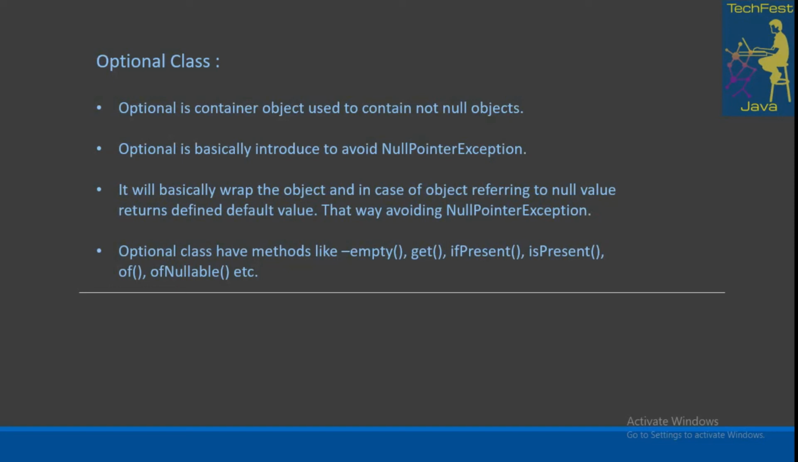Optional is introduced to avoid the null pointer exception. It wraps the object, and in case the object is null, it returns a default value. That way the null pointer exception is avoided. So when we wrap any particular class object into an Optional and the value is not available, it will provide a default value, either an empty one or null. The Optional class has methods like empty, get, ifPresent, of, and ofNullable. These are a few important methods we use with the Optional class.